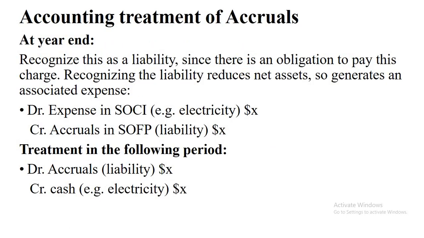And now the accounting treatment of accruals. At year end, recognize this as a liability, since there is an obligation to pay this charge. Recognizing the liability reduces the net assets, so generates an associated expense. Debit expense in statement of comprehensive income, for example, electricity. Credit accruals in statement of financial position, liability. And now the treatment in the following year, when you pay for this, you will pass this entry: debit accruals, liability, and credit cash, for example, electricity.